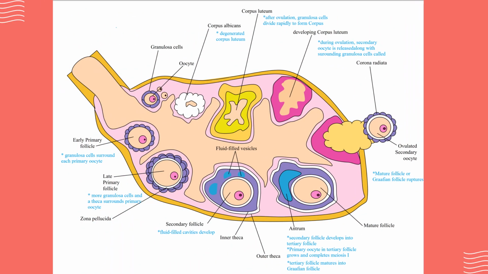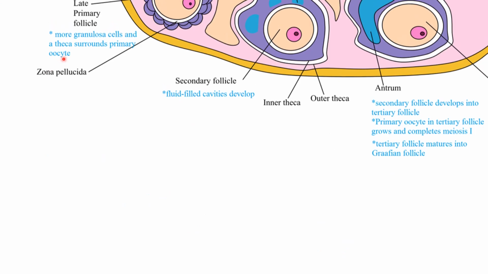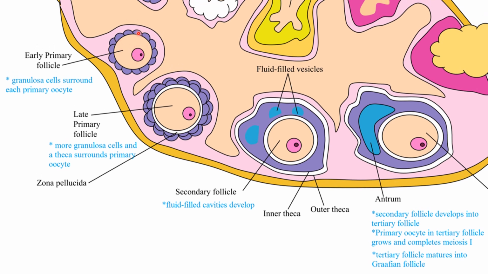This image shows the different stages of development of primary oocyte. As you can see, it begins with a primary oocyte getting surrounded by granulosa cells to form primary follicle. Early primary follicle will develop into late primary follicle as more granulosa cells and a theca surrounds primary oocyte. This theca is known as zona pellucida. Further, it grows into secondary follicle when fluid-filled vesicles start appearing. These vesicles join to form a cavity known as antrum. Secondary follicle will develop into tertiary follicle.